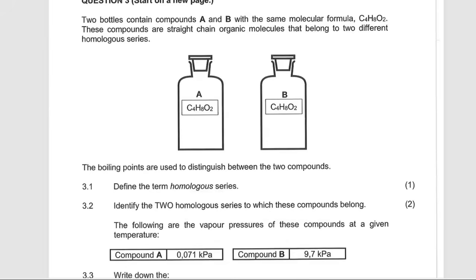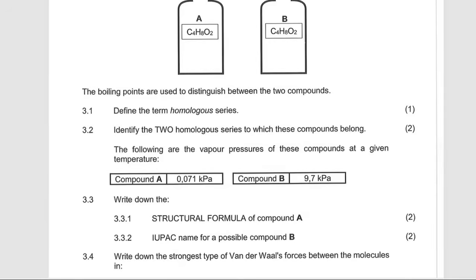Then moving on to question number 3. So question number 3 there reads, the two bottles contain compounds A and B with the same molecular formula of C4H8O2, right? So now they're proceeding to say here, these compounds are straight chain organic molecules that belong to two different homologous series. So we've got two different homologous series, right? Then after that, it says here the boiling points are used to distinguish between the two compounds, right?